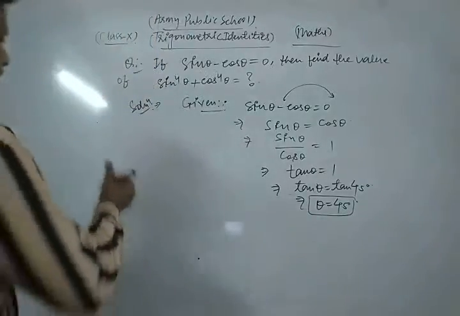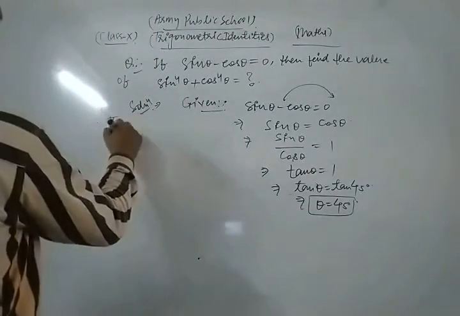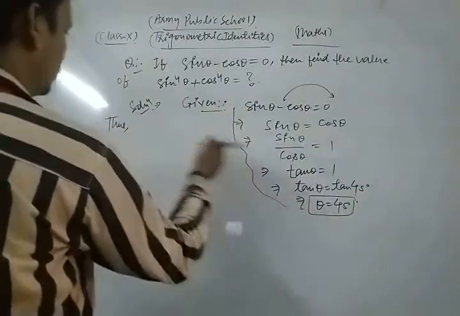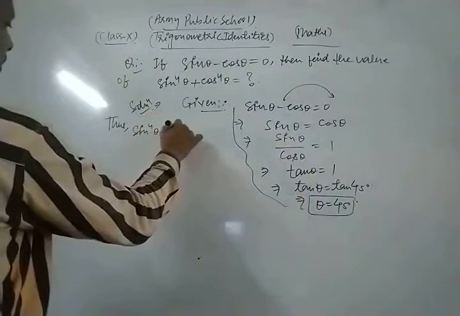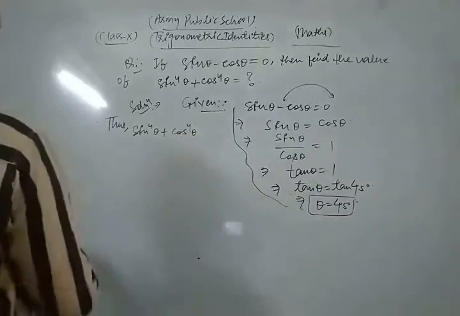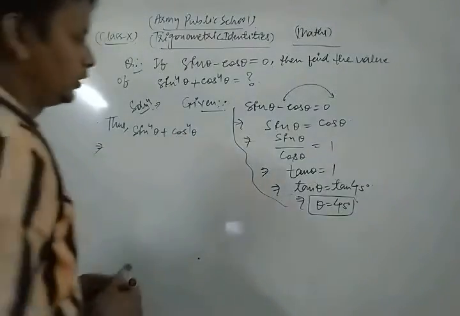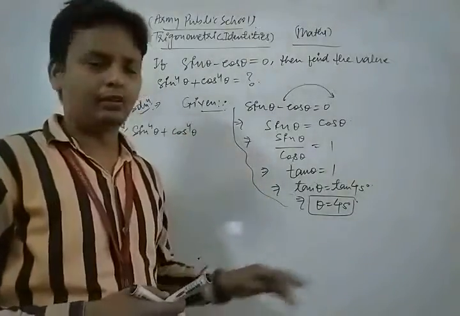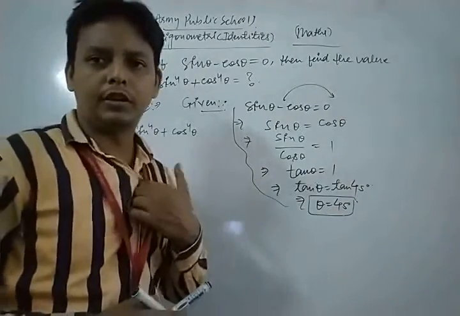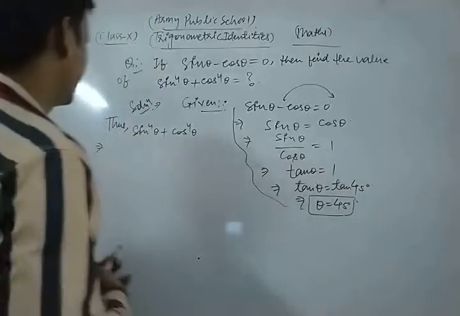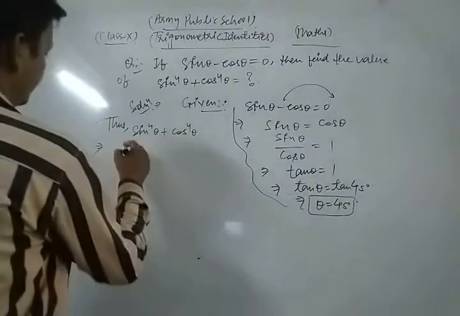Thus the value of the expression sin to the power 4 theta plus cos to the power 4 theta is, now we just put the value of theta as 45. So put theta equal to 45.